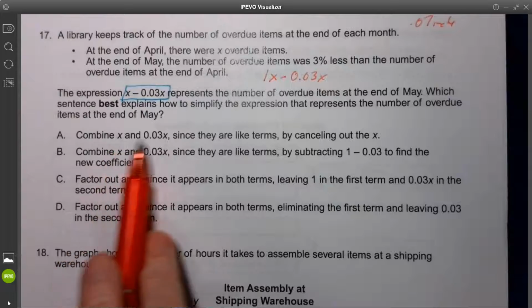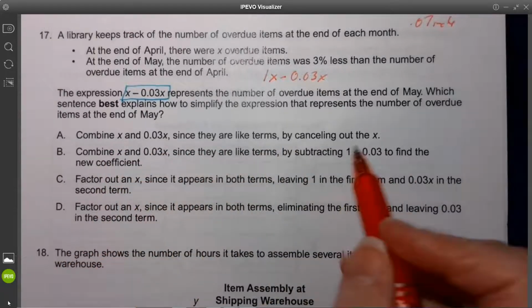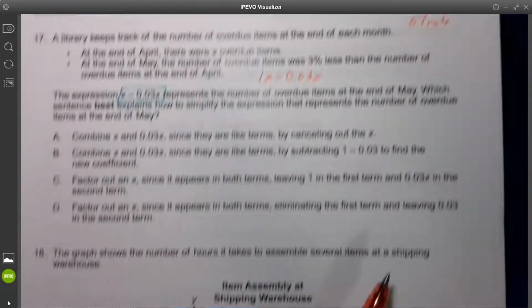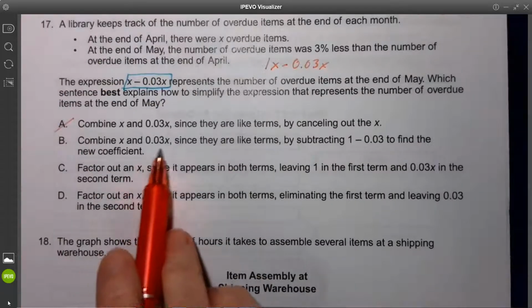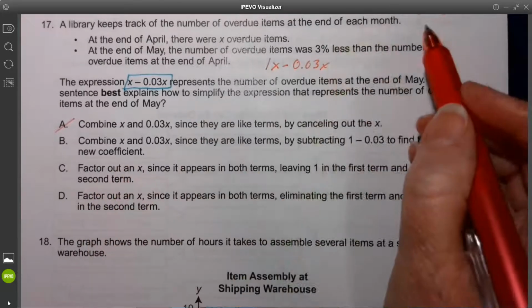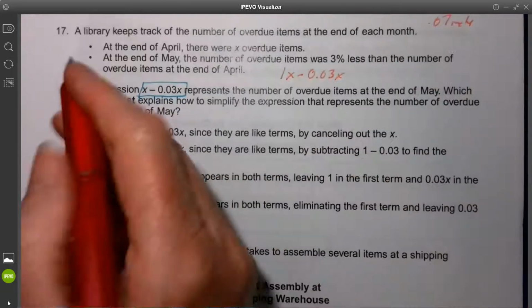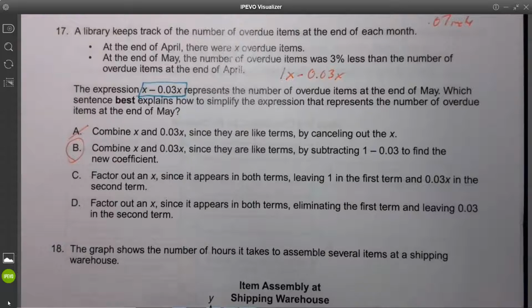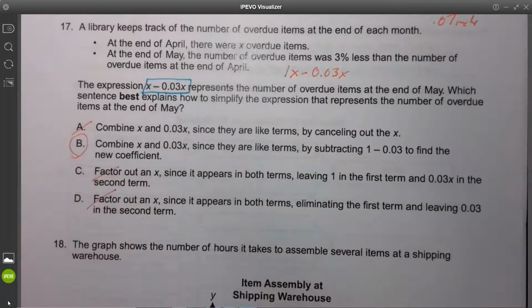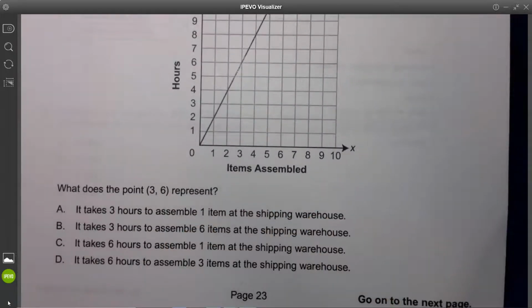So for A, combine x and 0.03x since they are like terms, cancel out the x. No, did we cancel out the inches? No, we still have to pay attention to them, so that doesn't work. Combine x and this one, since they are like terms, subtracting to find the new coefficient. That's what we did. We found the new coefficient. That one works. Oh, we only need 1. Hey, and these two get eliminated because factoring. Now, here's a disadvantage. We might not actually get to factoring before you take the math test. So just to let you know, this means when you take it out, you want to combine. Those two don't work.